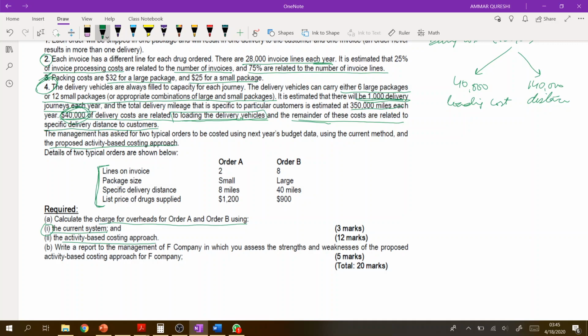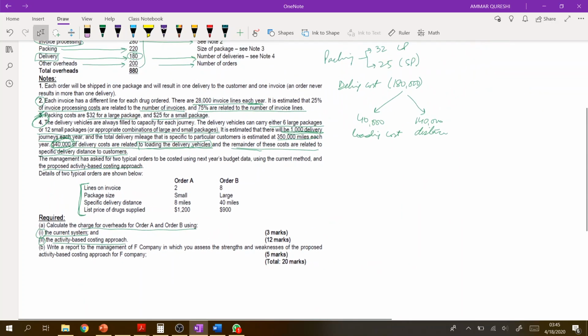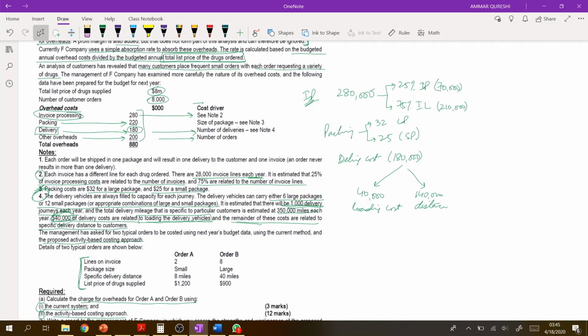I'm moving towards part 2. You have to distribute overheads by using activity based costing. The first thing which we identified in our previous lecture is that whenever someone asks you to calculate cost per unit by using activity based costing, you must recall the steps which are used in activity based costing.